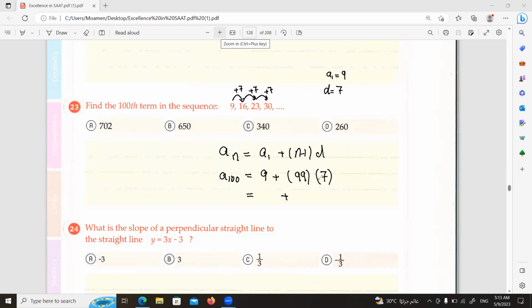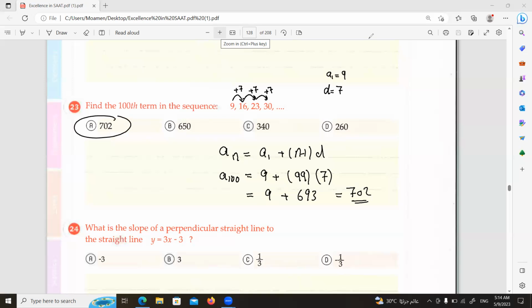طبعا هعمل 99 مالتبلاي باي 7 كتير قوي بتاخد مني وقت. لا، أعمل 100 تايمز 7 يا جماعه يساوي 700 وخد منها 7 تبقى 693. تمام. بلس 9 يا جماعه تطلع 702. خلصت البروبلم في لحظات قليله.